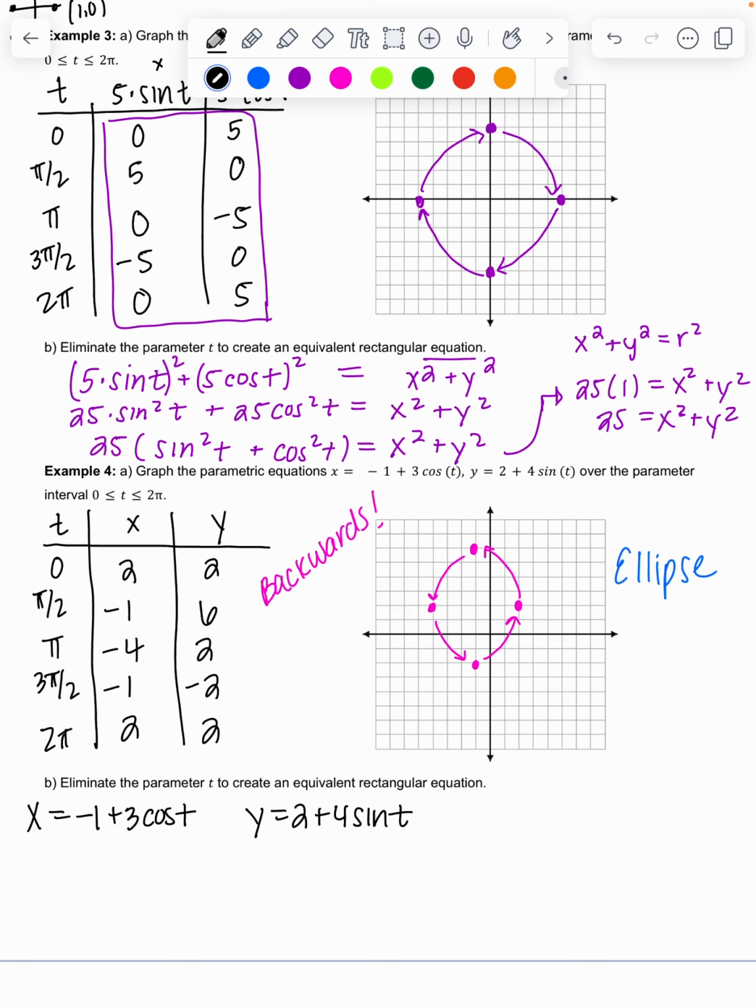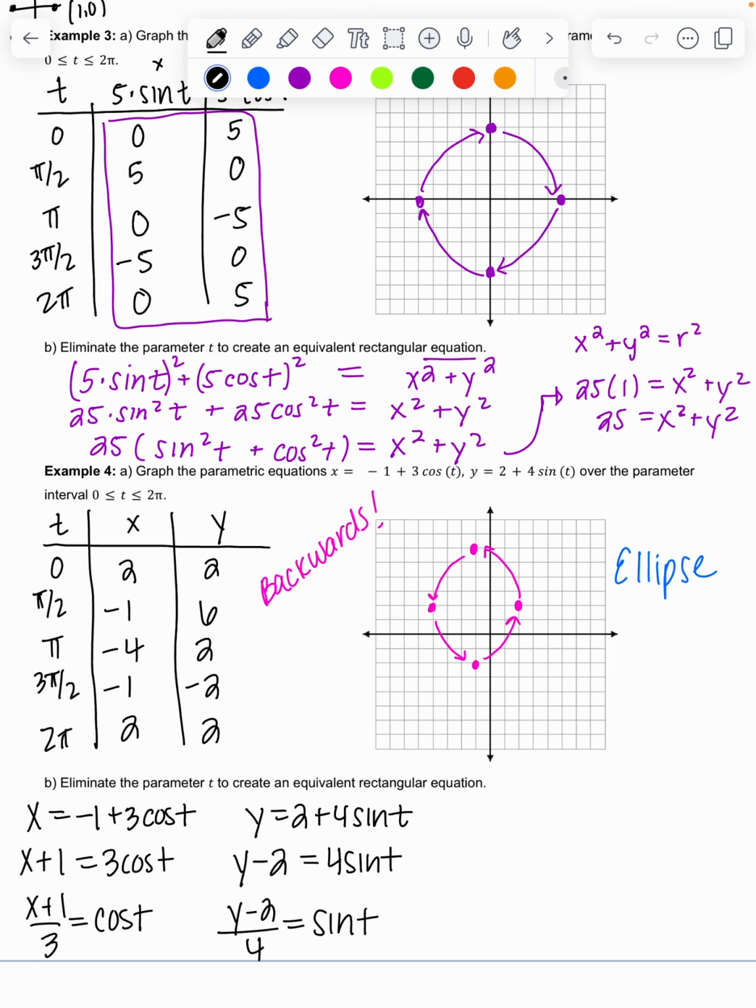So I'm just going to rearrange these and get cosine by itself. I have to add the 1, and 3 cosine t divided by 3. So I get x plus 1, divided by 3. Then I have to subtract the 2, and 4 sine t divided by the 4. So I get y minus 2, divided by the 4, equals the sine.